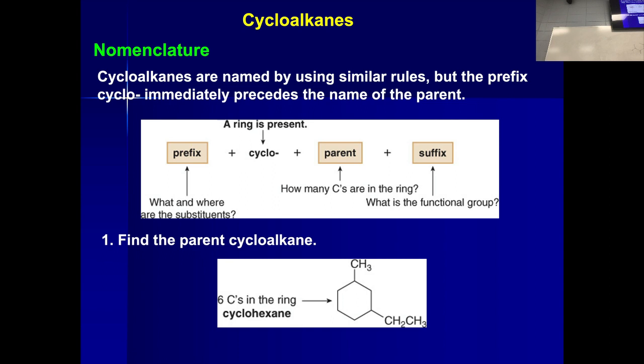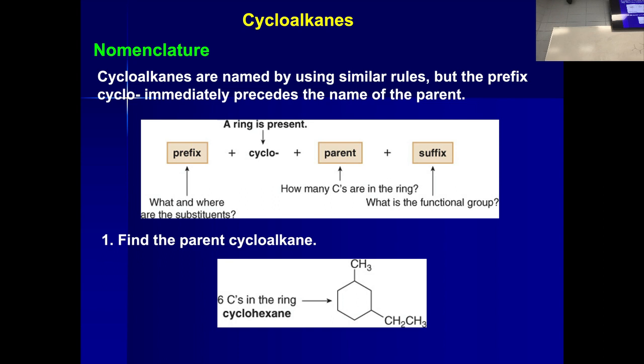Then we got to figure out what's outside that circle, right? And those are substituents. For the purposes of this chapter, they're all alkyl groups, right? So let's look at the one over here on the right. Okay, so what is the first thing that I need to do? Yeah, I got to identify the longest chain and circle it, right?